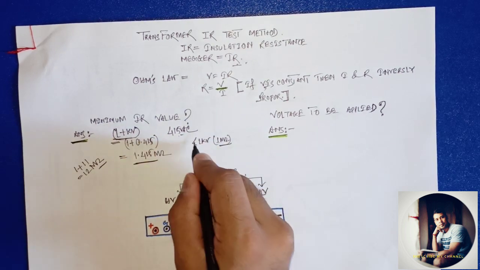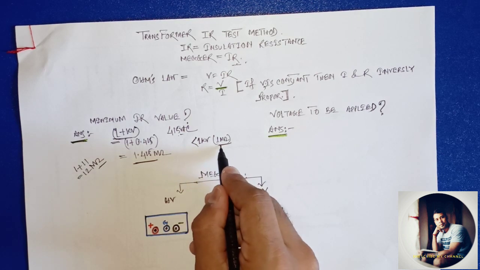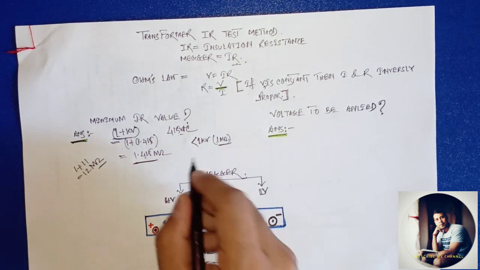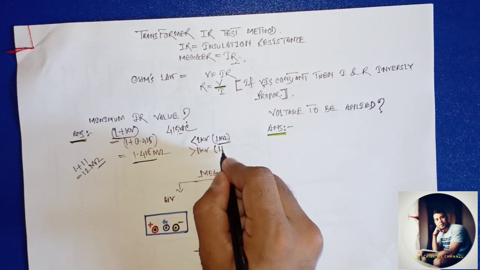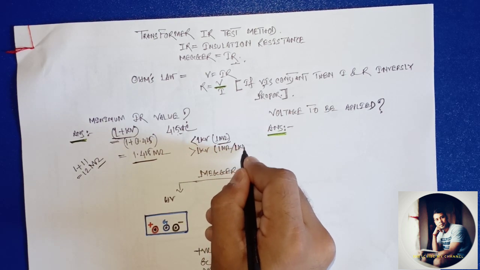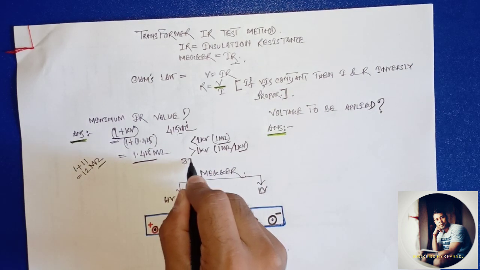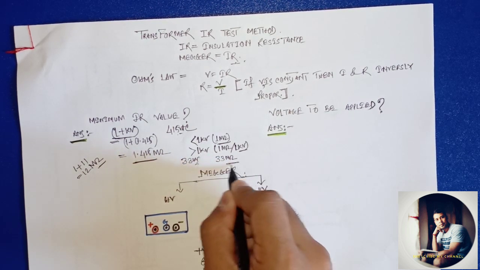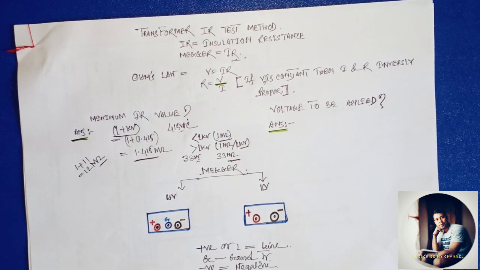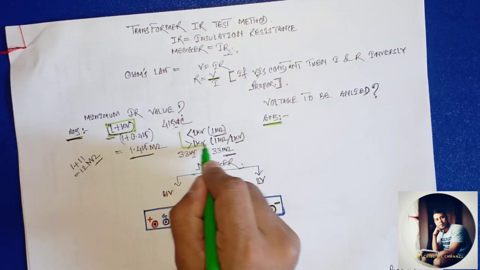There is another thumb rule for practical use. If your system voltage is less than 1 kV, then your IR value should be at least 1 mega ohm, and if your system is greater than 1 kV, then 1 mega ohm per 1 kV should be considered as the minimum IR value. Suppose a 33 kV system, then at least 33 mega ohm it should be. So I have mentioned two thumb rules for getting the minimum value.